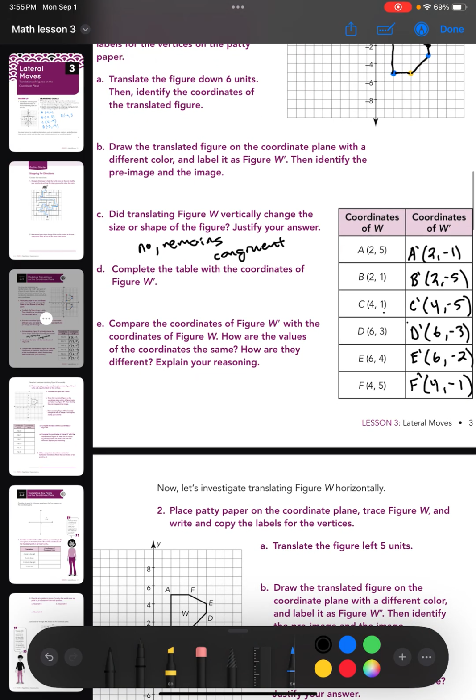So compare the coordinates of the new figure W with the coordinates of our pre-image figure W. How are the values of the coordinates the same? Well, the x was unchanged because we did not move left or right. The y decreased by 6 because we moved down 6 units.